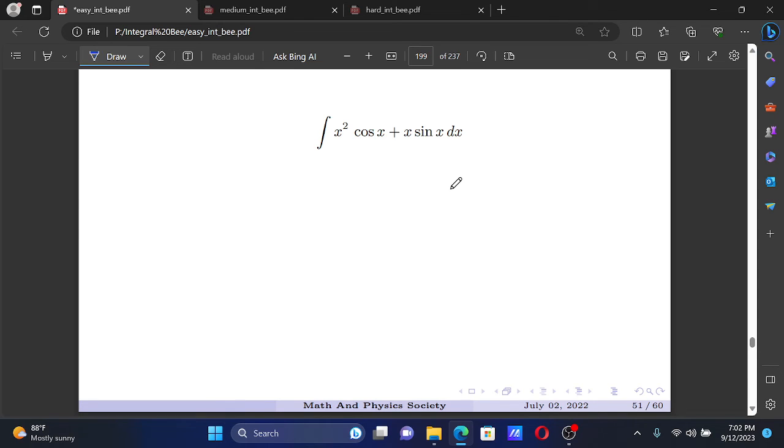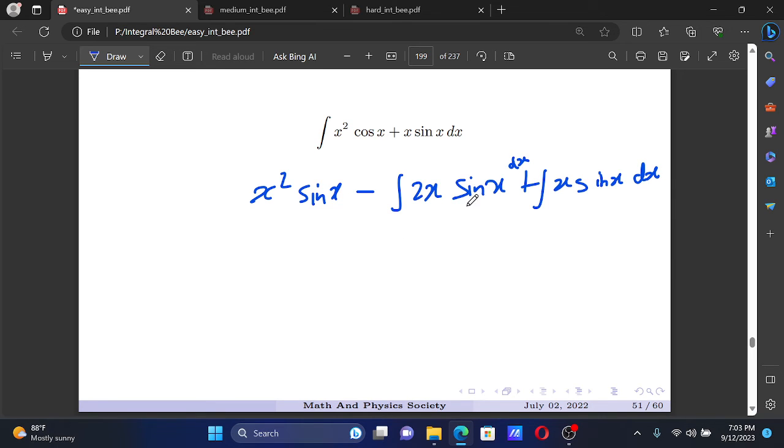For this one, what we might want to do is we can just do integration by parts. So that's x square sin x minus integral of 2x sin x plus integral of x sin x dx. So now there's x square sin x minus integral of x sin x dx.